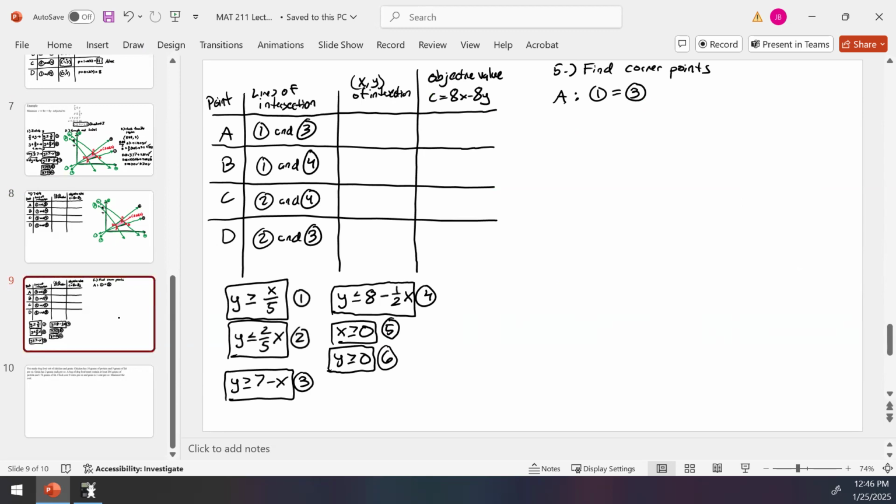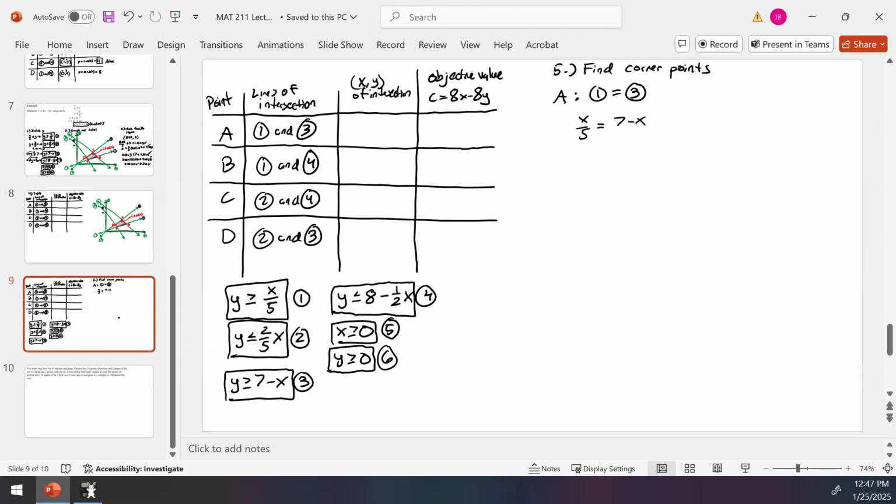So for the first equation, it's going to be x over 5 equal to 7 minus x. So this will have fractions, which is never too fun, but I will show you how to use your calculator for these so that you don't have to do fraction arithmetic.